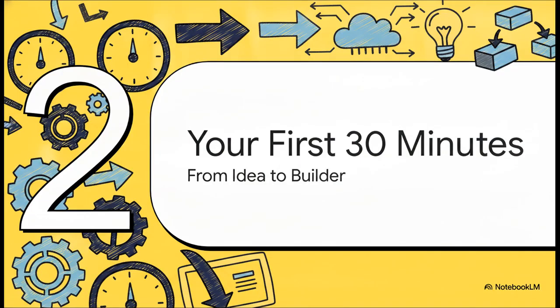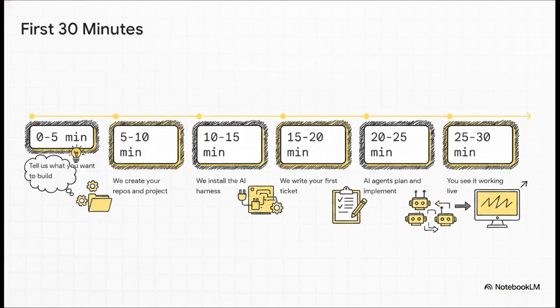Moving right along to section 2, your first 30 minutes. Let's literally look at your very first half hour using this platform. It goes so fast. From minutes 0 to 5, all you do is explain what you want to build. Minutes 5 to 10, the system automatically creates your repositories. By minute 15, the AI engineering harness is installed. Hitting minute 20, you've written your first ticket together. Then between minutes 20 and 25, the AI agents just take over. They plan and implement it. And by minute 30, you are sitting there looking at live, working code.